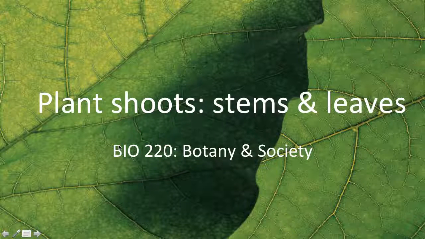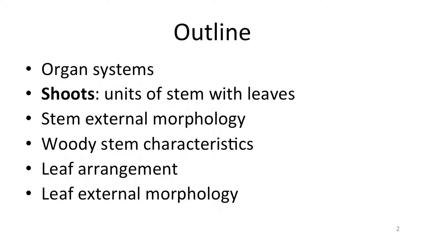This lecture focuses on plant shoots, which include stems and leaves. First, we're going to talk about organ systems as well as organs in the context of plants. Then we are going to focus exclusively on shoots, which we just defined, and we are going to go over various aspects of stem external morphology. We're going to talk both about stems in general and about woody stems more specifically. They have several additional characteristics.